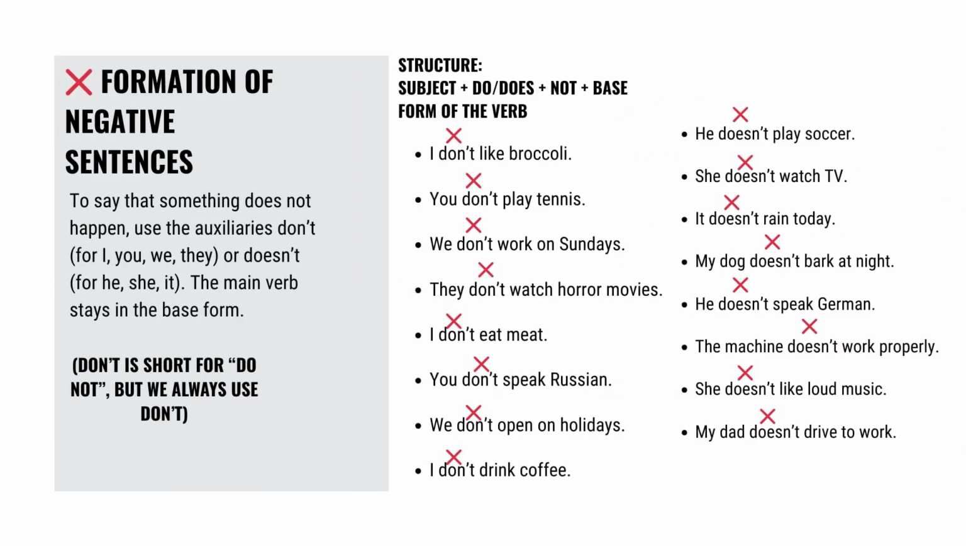Here is the formation of negative sentences, to say that something does not happen. Use the auxiliaries don't for I, you, we, they, or doesn't for he, she, it. The main verb stays in base form.